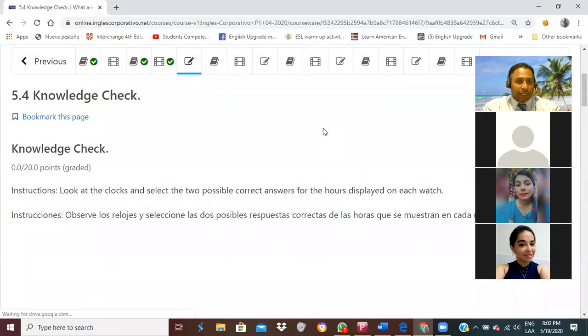Let's look at section number 5.4. We're going to be moving on to section number 5.4. Instructions. Look at the clocks and select the two possible correct answers for the hours displayed on each watch. Listen and repeat. Everybody, look at the clocks. And select the two possible.